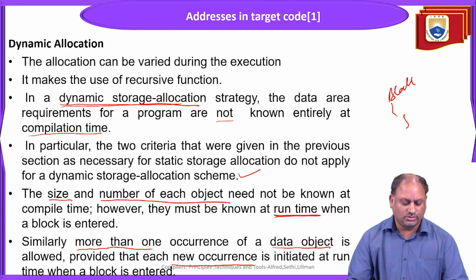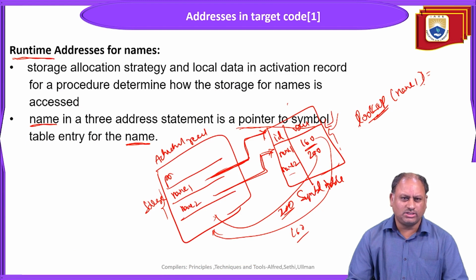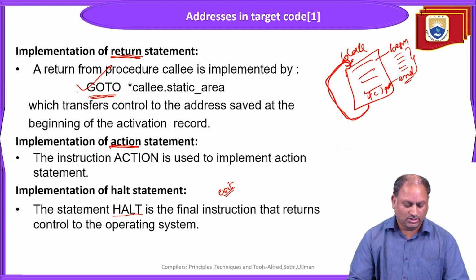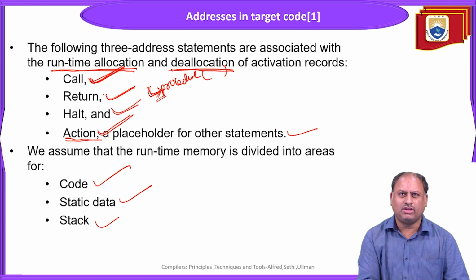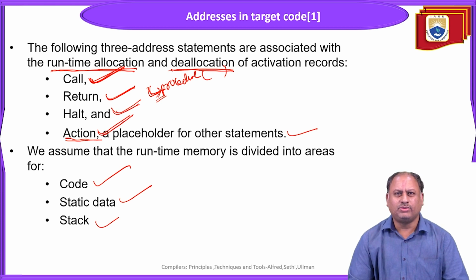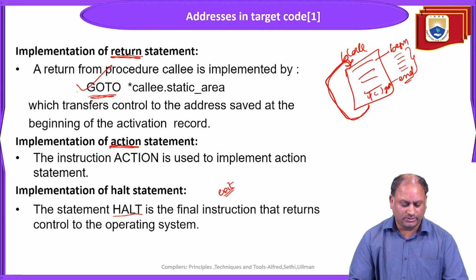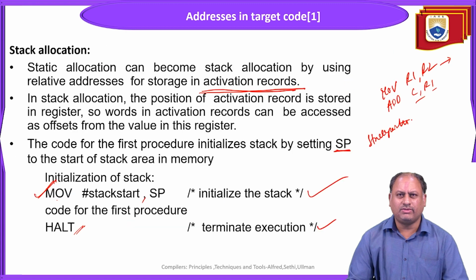Previously you have seen these two cases. One is static and stack allocations, runtime addresses for names, and we are going to use a three-address notation. The three-address statements show how the runtime allocation results with the call statement as well as the return statement, halt, and action. So here the call procedure is implemented with two-address instructions: one is move and another one is goto. And the return statement is implemented with goto callee.static_area, and the action statement is written as an instruction followed by action, which is used for the implementation of the action statement. The halt statement is simply for the purpose of halting the program.